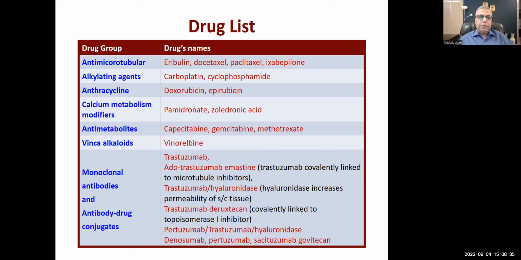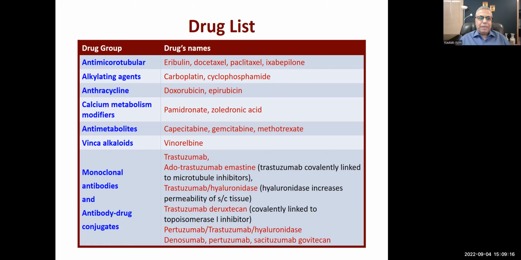Okay, so then we have got these calcium metabolism modifiers, which are also known as bisphosphonates, and you know that they increase the strength of the bones. And in some cases in which the cancer has metastasized to the bones and there is bone pain, these drugs can ameliorate the bone pain to some extent. The drugs include pamidronate and zoledronic acid. Zoledronic acid is given IV. Sometimes it is given every month, sometimes every 3 months. And if you remember, in osteoporosis, this is given once a year.